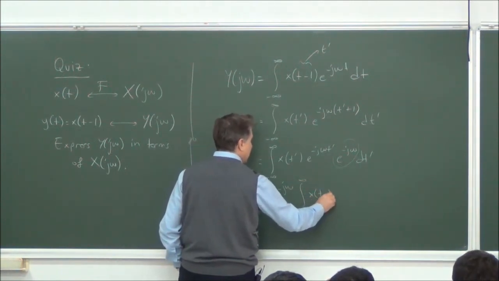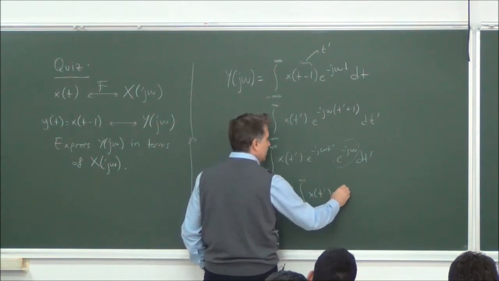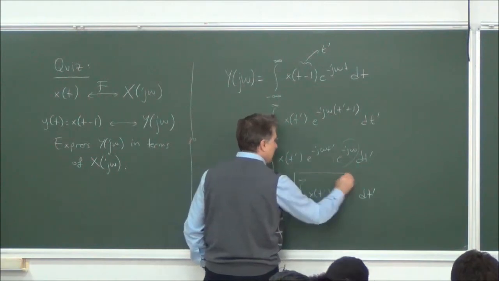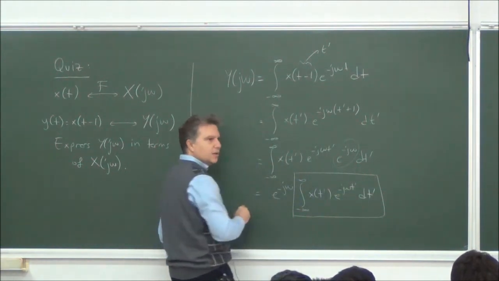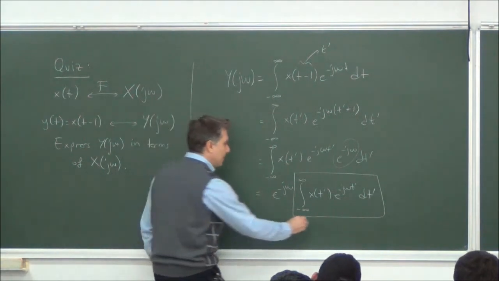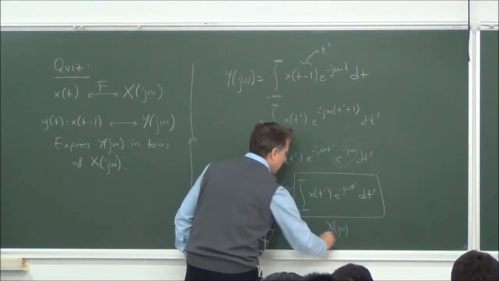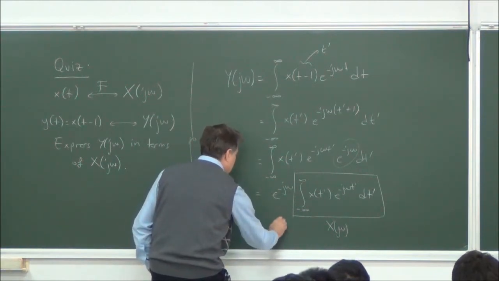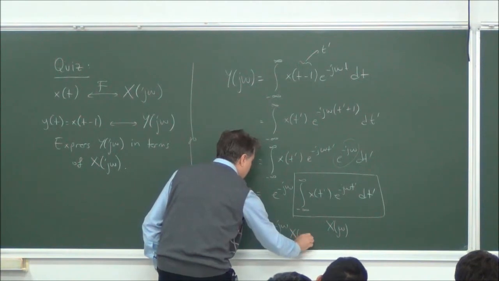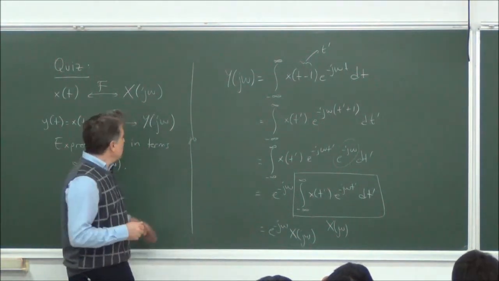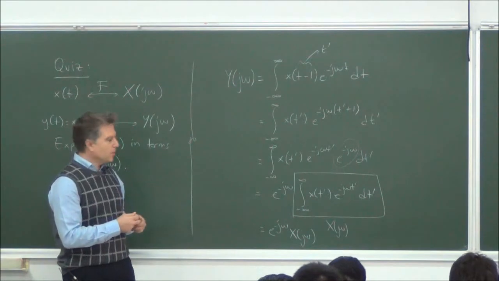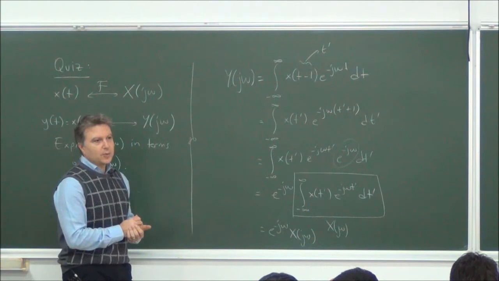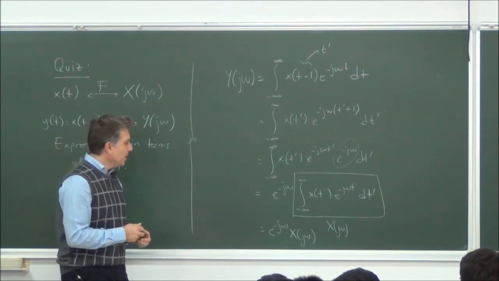And you have a plain integral formula e to the minus j omega t prime dt prime, where this part obviously corresponds to x of j omega. Therefore, the overall thing is e to the minus j omega x of j omega. That is the expression of y of j omega, which is one shifted version of the original x in terms of the original x of j omega, which is the Fourier transform of x of t.